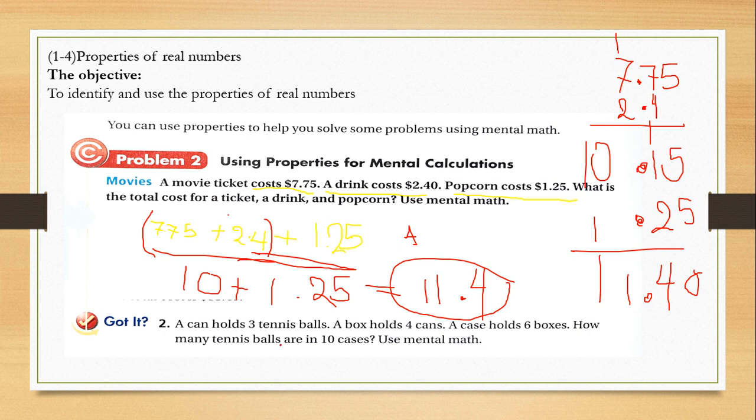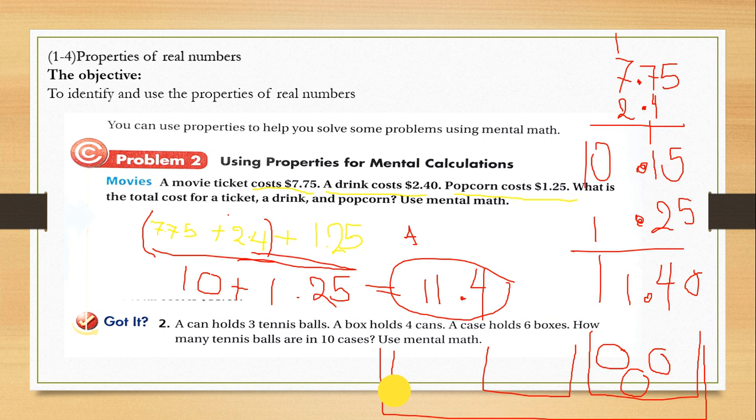A can holds 3 tennis balls. So, let's imagine a can holds 3 tennis balls. Then we have now a box holds 4 cans. Now a case holds 6 boxes. Now how many tennis balls are in 10 cases?